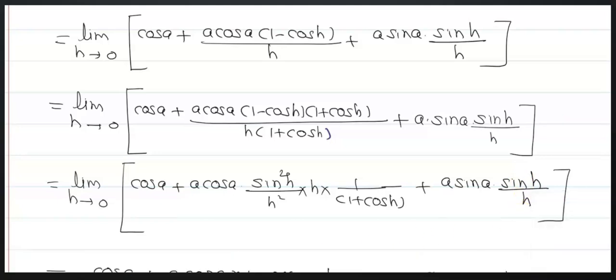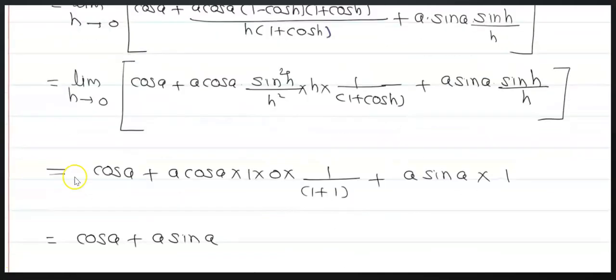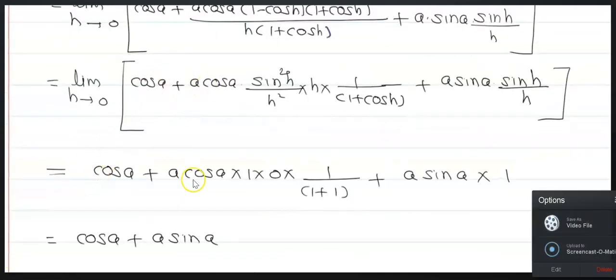Therefore, you will get here a cos a plus a cos a sin square h upon h square. The value of this limit is 1. But here as h tends to 0, you will get 0. I forgot to write limit here. Here is 0, 1 upon 1 plus cos of 0, which is 1, and a sin a into sin h upon h. Sorry, limit of sin h upon h is 1, and overall you will get only cos a and a sin a. This is the final answer.